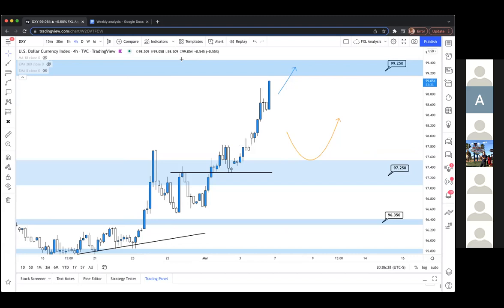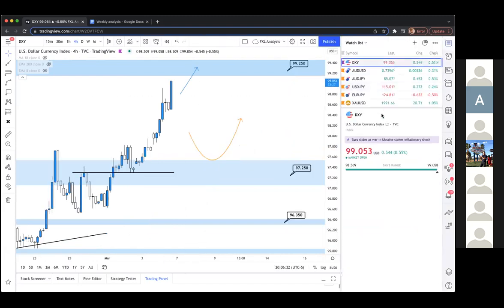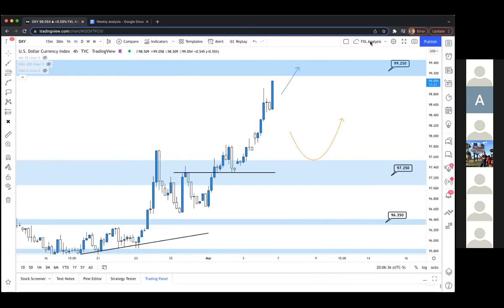Yeah, awesome. So let's kick it off, guys. I'm going to cover quite a few pairs for you, but we're going to start off first with DXY, which is not actually a tradable pair. This is just showing us the dollar strength. So DXY is the US dollar index, and it's good to be aware of what the dollar is doing because it makes up 80% of all trade, right? A lot of the movement is coming from the dollar.